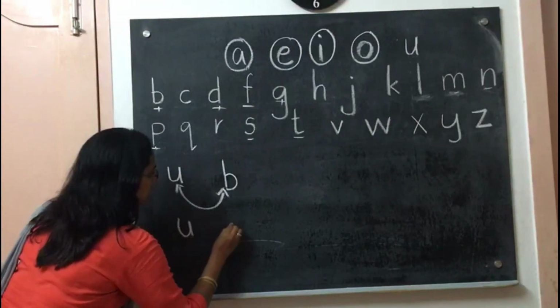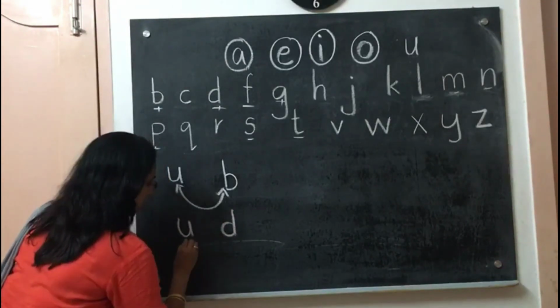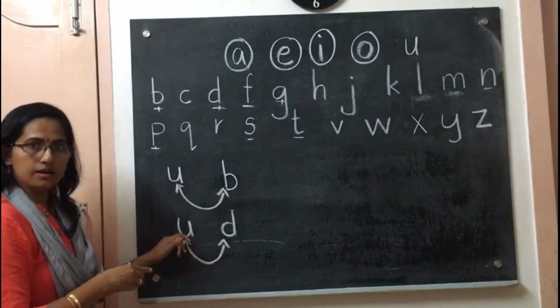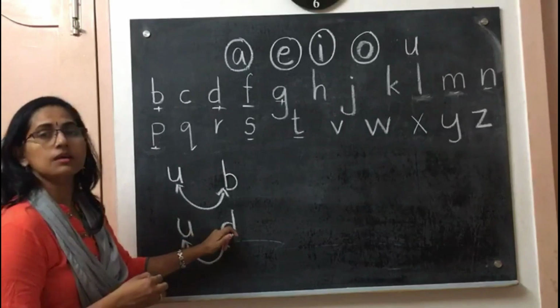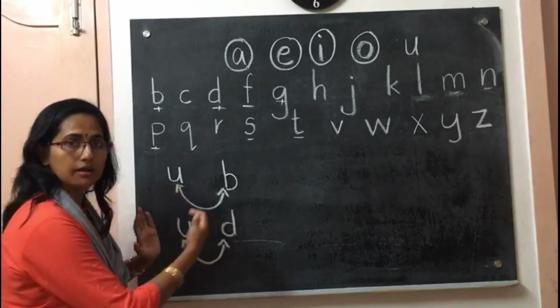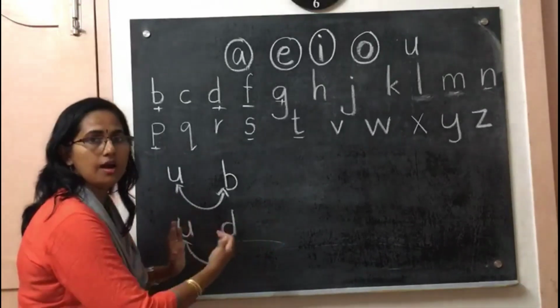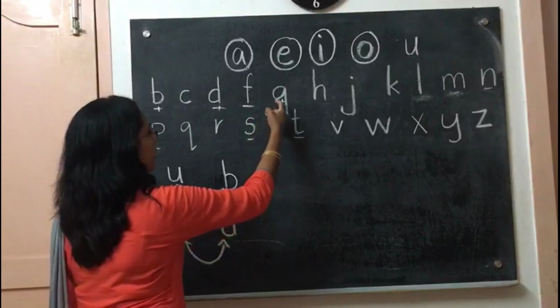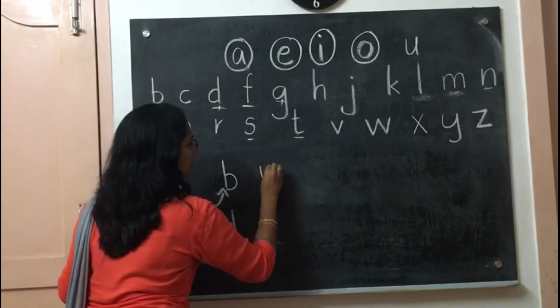The sound of U is A. The sound of D is D. A and D together. A, D. Faster. Ad. Right? Now let me join letter G with U.